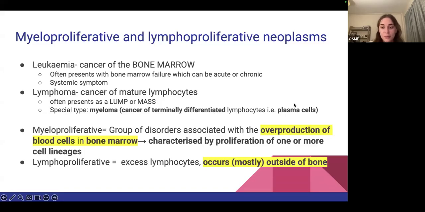There'll be an overproduction of plasma cells, and they'll be producing loads of this antibody-like protein. Myeloproliferative neoplasms are due to overproduction of blood cells within the bone marrow, with proliferation of one or more of the cell lineages, so either the red blood cells, the neutrophils, or the clotting cells, the megakaryocytes. Lymphoproliferative is excess lymphocytes, and it occurs mostly outside of the bone marrow.